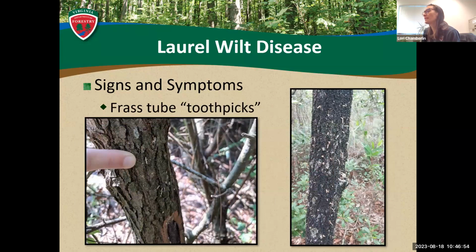And we also look for frass tube toothpicks. This is what happens when the beetles bore into the tree. When the beetles bore into the tree, these frass tube toothpicks will emerge from the tree. Now again, you'll probably see these toothpicks on a tree infested with any type of ambrosia beetle, and we have lots of native ambrosia beetles. So just because you see these toothpicks does not mean the tree is infected with laurel wilt disease. But if you see these toothpicks along with the other signs and symptoms, then it's a really good indicator that the plant might be infected with the disease.